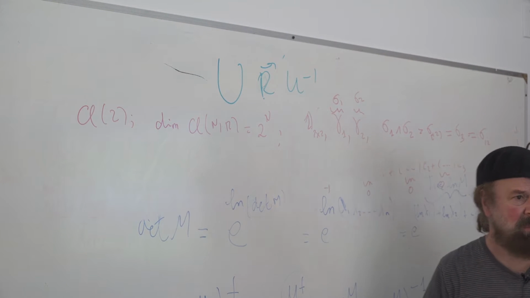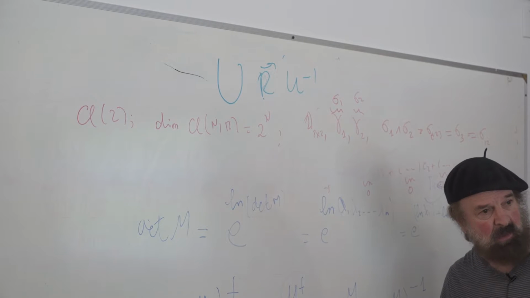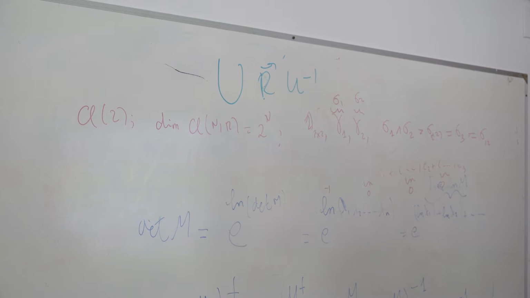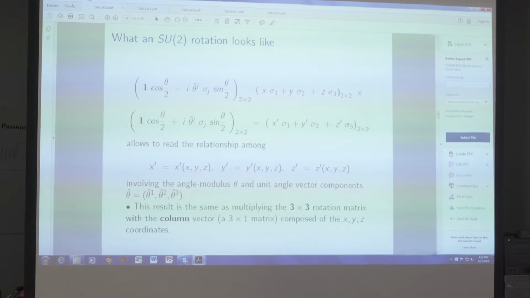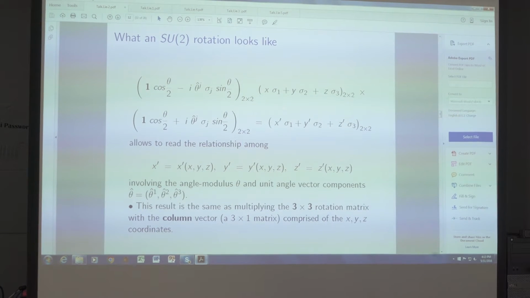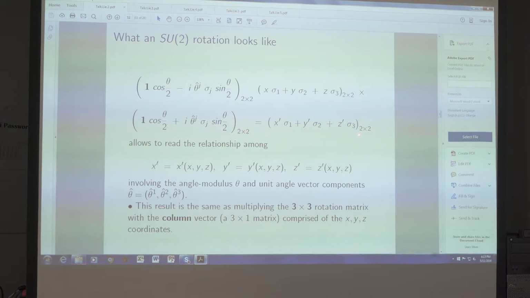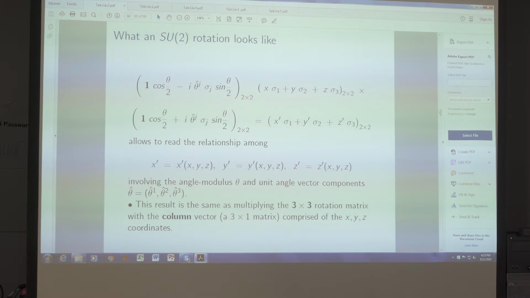Okay, think of it as rotating a vector. You act on the left by a matrix, you act on the right by another matrix, and because you have a product of 2 by 2 matrices, at the end of the day you're going to have another 2 by 2 matrix. Okay? So you want to find the relationship between x prime, y prime, and z prime in terms of x, y, and z. In other words, this product of matrices will allow us to read the relationship between x prime, y prime, and z prime after the rotation and x, y, z.